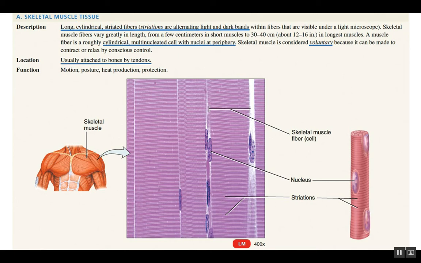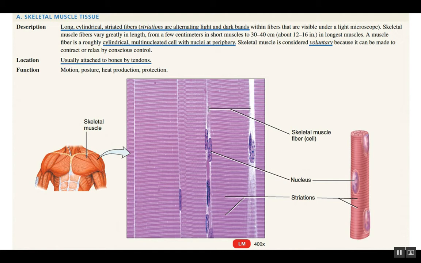The third category of tissues is muscle. So we did epithelial tissue and looked at the different varieties. We've gone through connective tissue and looked at the different types. Now we're on to the third category called muscle tissue. And under the heading of muscle tissue, there are three types: skeletal, cardiac, and smooth.